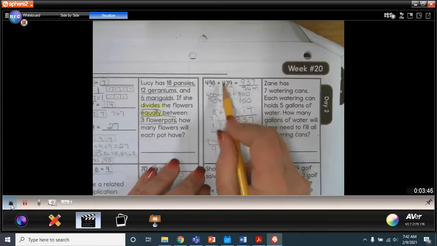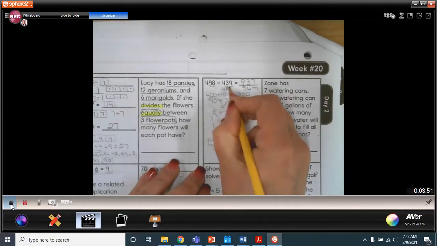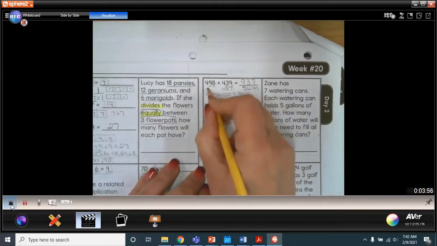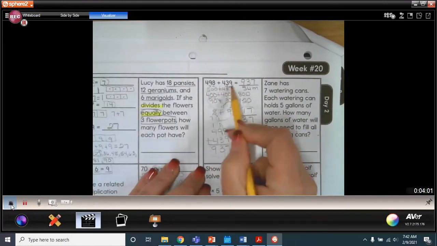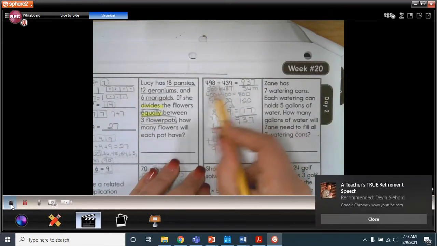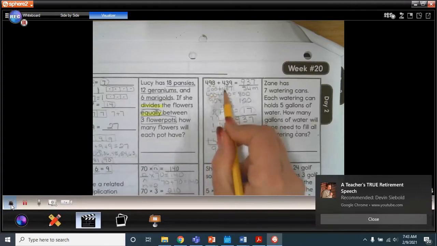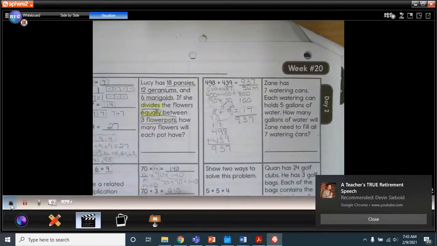Now, another way to look at this, and some of you may have already caught this, you could take 2 from the 439, making it 437, add it here to the 498, which would be 500, because remember, when you're putting these two amounts together, it's still going to be the same amount if you take some from here and add it here, because you're just putting it all together in one lump sum anyway. So that 500 plus 437, well, 500 plus 400 is 900, and here's that 37 right here, so 937.